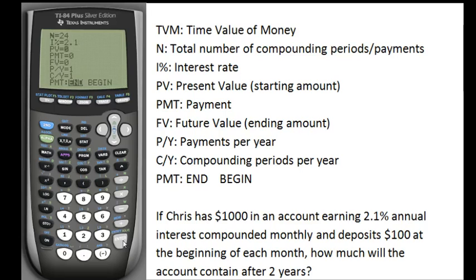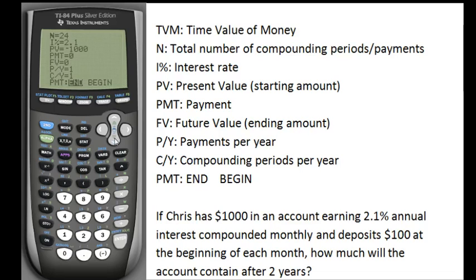PV is the present value, that is the starting amount, and so Chris is starting off with $1,000. Now, in the graphing calculator, money has to be directional. So anytime money is moving away from us, it's going to be negative, and anytime money is coming back to us, it's going to be positive. So a $1,000 investment would indicate the money is moving away. So that's negative $1,000.